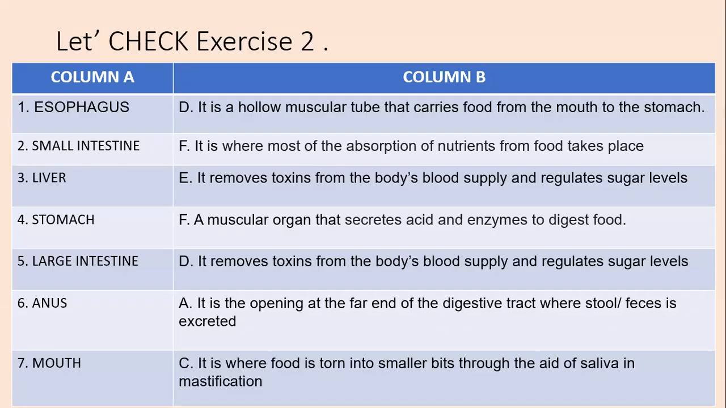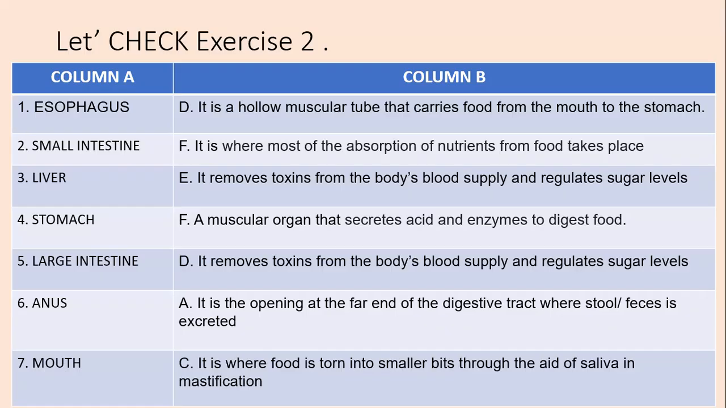Number 1, esophagus. It is D. It is a hollow muscular tube that carries food from the mouth to the stomach. 2, small intestine. The answer is F. It is where most of the absorption of nutrients from food takes place. 3, liver. The answer is E. It removes toxins from the body's blood supply and regulates sugar levels.